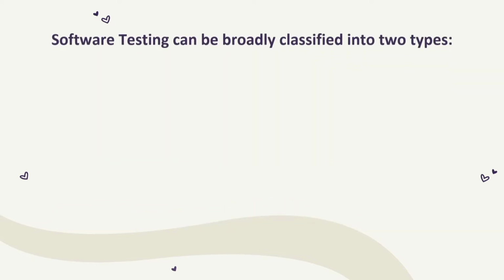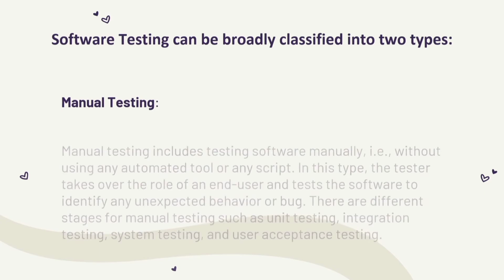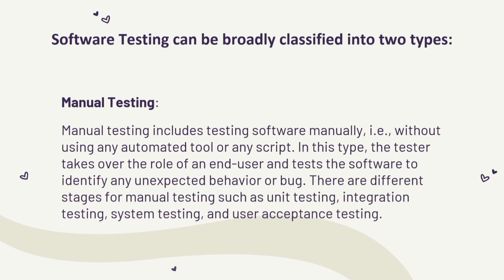Software testing can be broadly classified into two types. Manual testing. Manual testing includes testing software manually without any automated tool or any script. In this type, the tester takes over the role of an end user and tests the software to identify any unexpected behavior or bug. There are different stages for manual testing, such as unit testing, integration testing, system testing, and user acceptance testing.